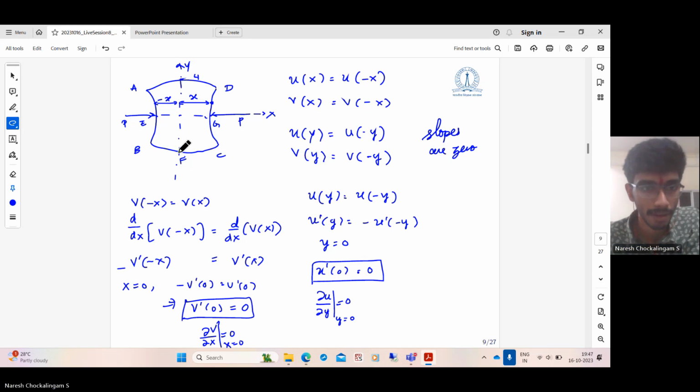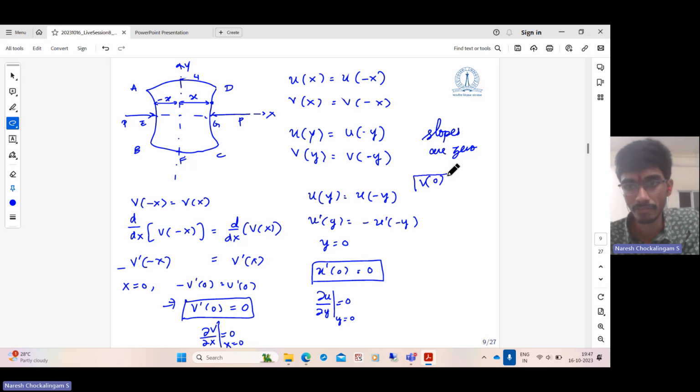At the points F and H, the vertical displacements are given by V of 0, but there's no condition on V of 0. We only have that V dash of 0 is equal to 0. So V of 0 can be anything. In fact, you can visually see that the deformed shape will be something like this. So option C is wrong.